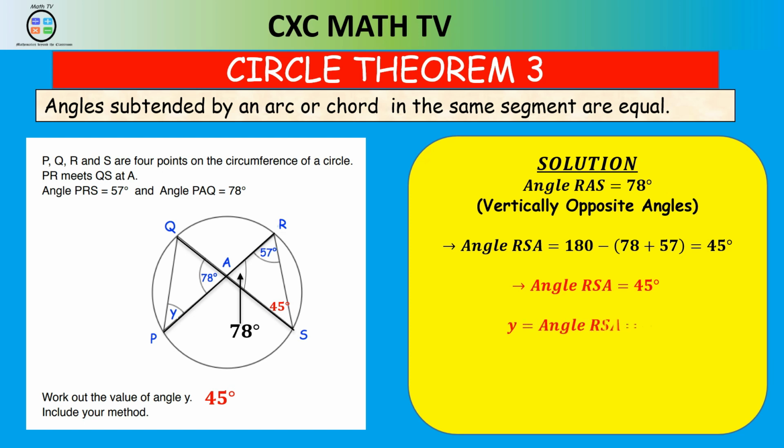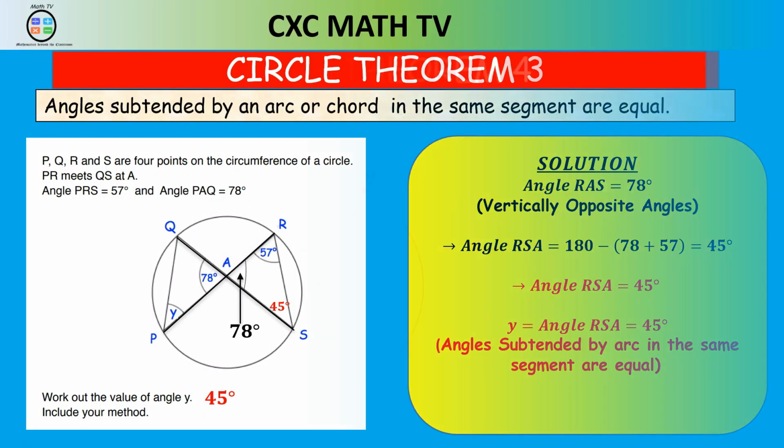Now once we get the angle at S to be 45 degrees, remember that angles subtended by an arc in the same segment are equal. And so Y is equal to 45 degrees. Alright, nice. Alright, theorem number 4.